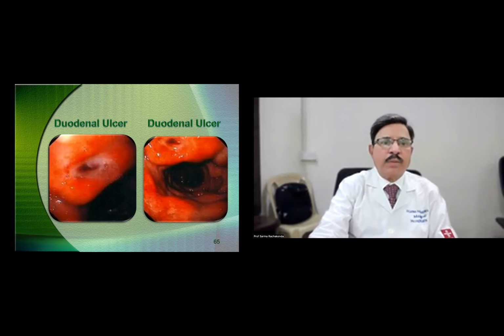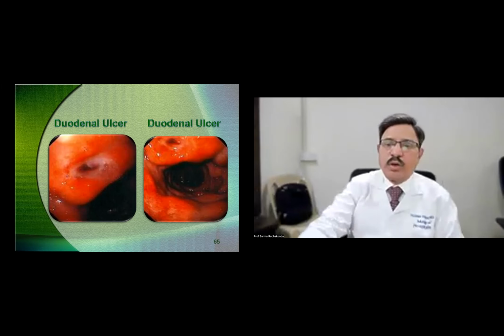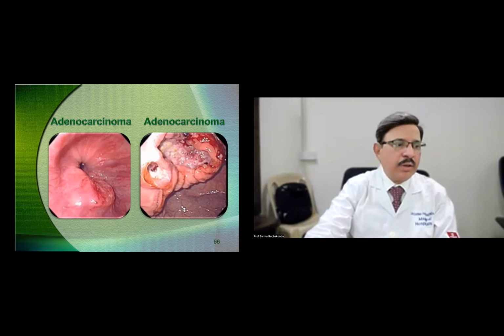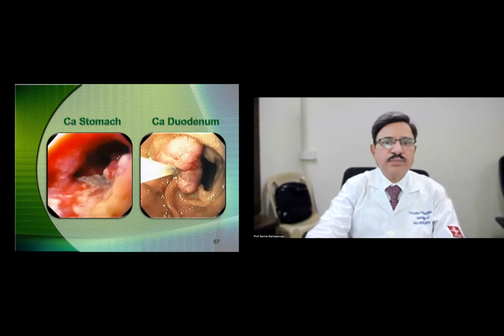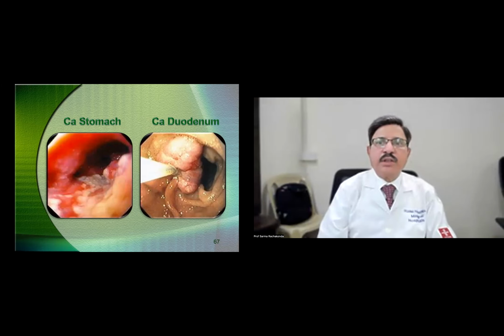Okay, this is adenocarcinoma, fungating, and an opened-up adenocarcinoma on the other side. Now, carcinoma of the stomach, you can see the carcinoma of the stomach is there. Carcinoma of the duodenum, you can see this. These are some of the endo pictures. And now, time trends in upper GI cancer.